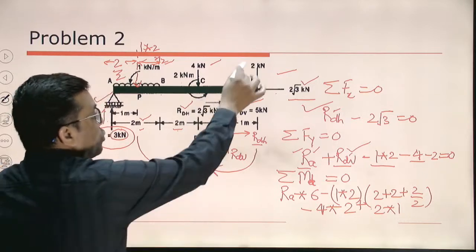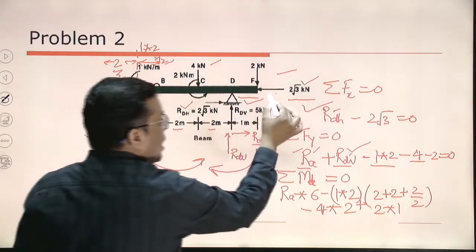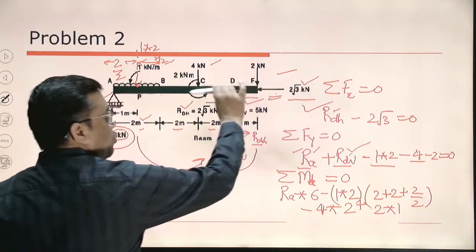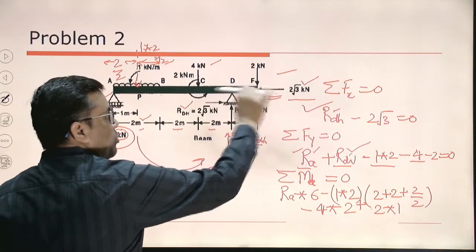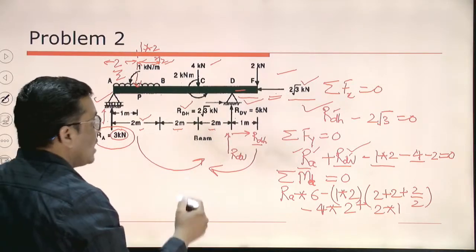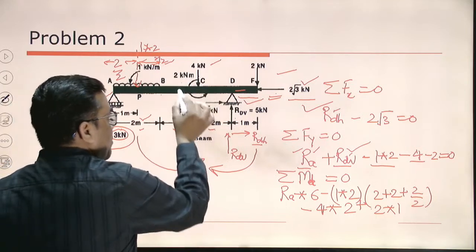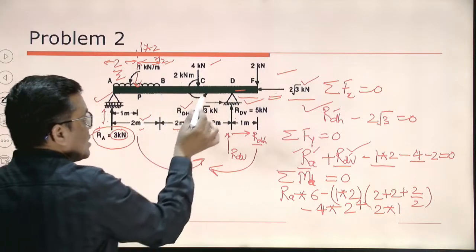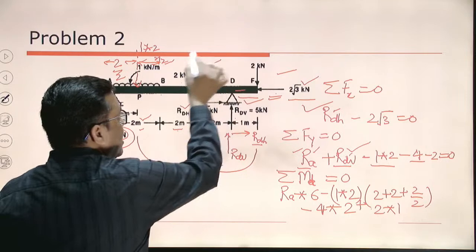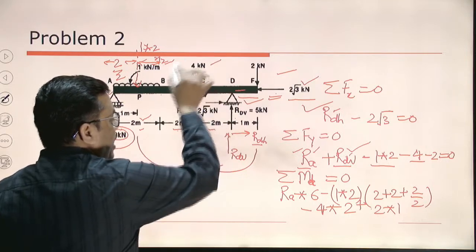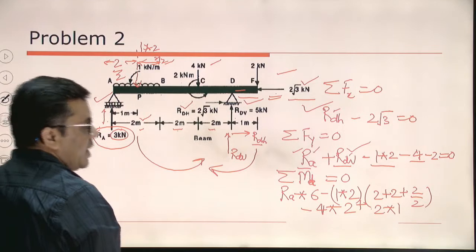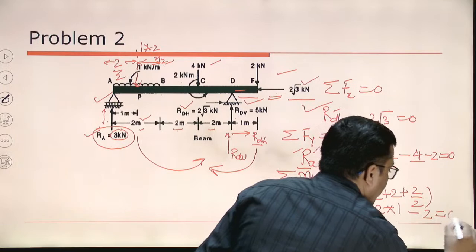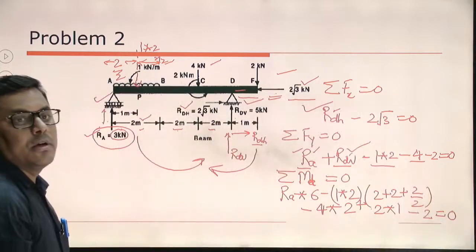Okay, so 2 kilonewton. Now another force is there, 2 root 3 kilonewton. This is passing through point D. So will it create any moment about point D? No. Other than all these forces, I have one point moment also at point C. And what is its tendency? It is anti-clockwise. So I will be writing this also. Now this is the complete moment equation.